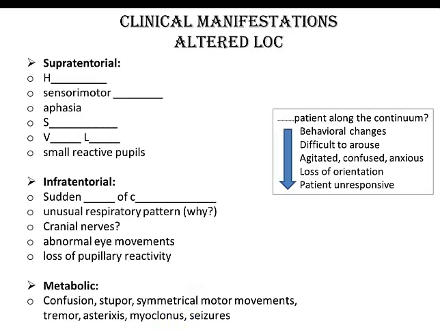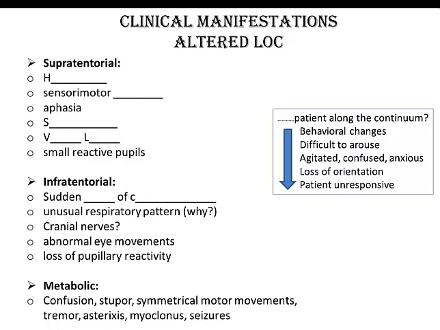Clinical manifestations are going to depend on the location of injury or damage and/or if there is a metabolic cause. Remember that the tentorium is the flap of meningeal tissue that separates the cerebellum and the brainstem from the rest of the brain. So if the injury is supratentorial, think about the following signs and symptoms: headache, sensorimotor deficits such as aphasia, seizures, and as pressure extends to the surrounding areas, possibly visual loss and small reactive pupils.